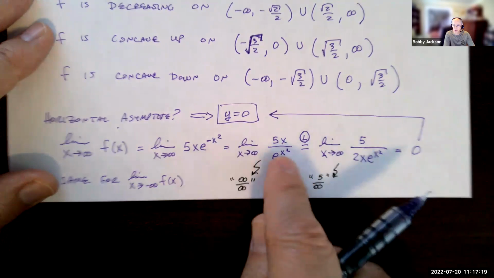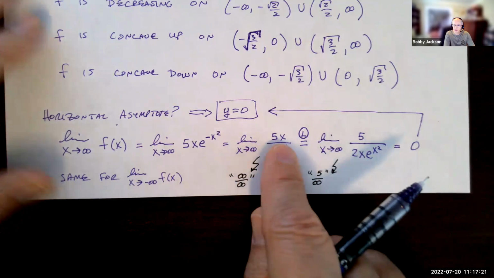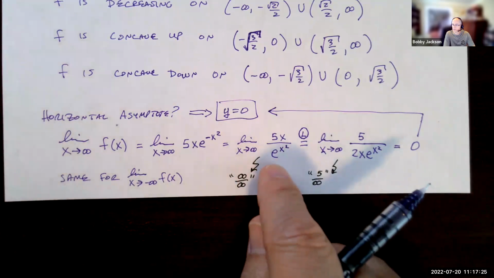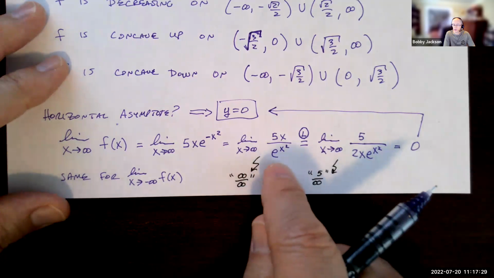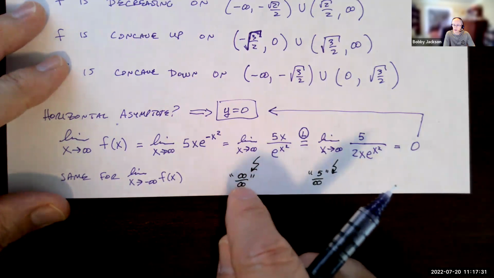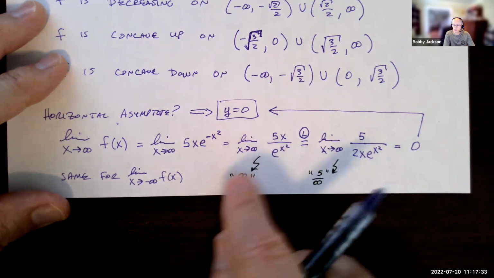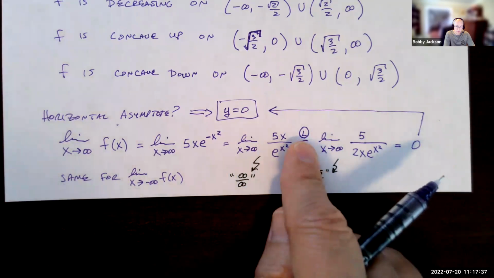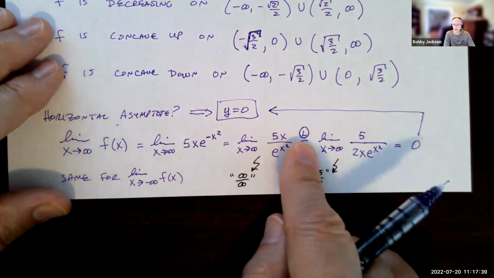Same thing. But now we see as x goes to infinity, 5x is going to infinity. And e to the x squared, since x squared is just getting bigger and bigger, that's going to infinity as well. So it's infinity over infinity. That's an indeterminate form, but it's a L'Hopital's rule form, right? So here's L'Hopital's rule from section 4.5.